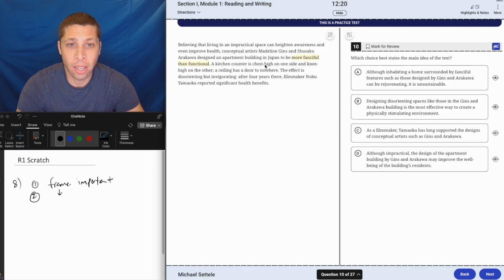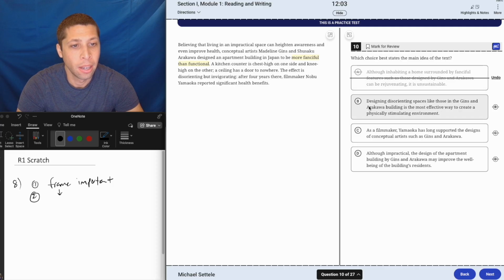A kitchen counter is chest high on one side and knee high on the other. A ceiling has a door to nowhere. The effect is disorienting but invigorating. After 4 years there, this person reported significant health benefits. So the weird apartment is good. Although inhabiting a home surrounded by fanciful features such as those designed by these people can be rejuvenating, is unsustainable.